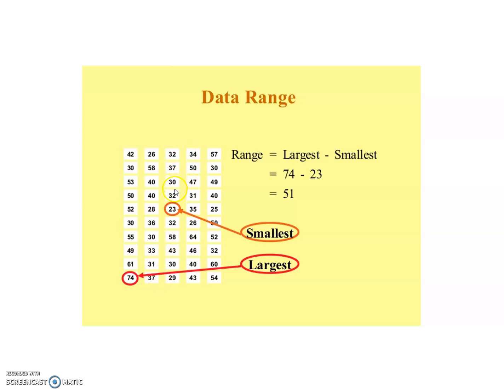32, 37, 30, 32, 23, 32, 58, 43, 30 and 29. 34, 50, 47, 31, 35, 26, 64, 46, 40, 43. 57, 30, 49, 40, 25, 50, 52, 32, 60 and 54.